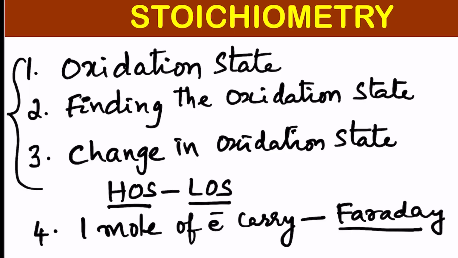So to solve this category of problems, on the whole you require 4 major concepts. 1, you need to know oxidation state. Second, you need to find the oxidation state by using the 9 rules. And third, you need to know the change in oxidation state to find the number of electrons involved. How will you go for it? We go for higher oxidation state minus lower oxidation state. And for this problem to get solved, you need to know the relationship between the number of moles of electrons and Faraday. 1 mole of electrons carries a charge equivalent to 1 Faraday.